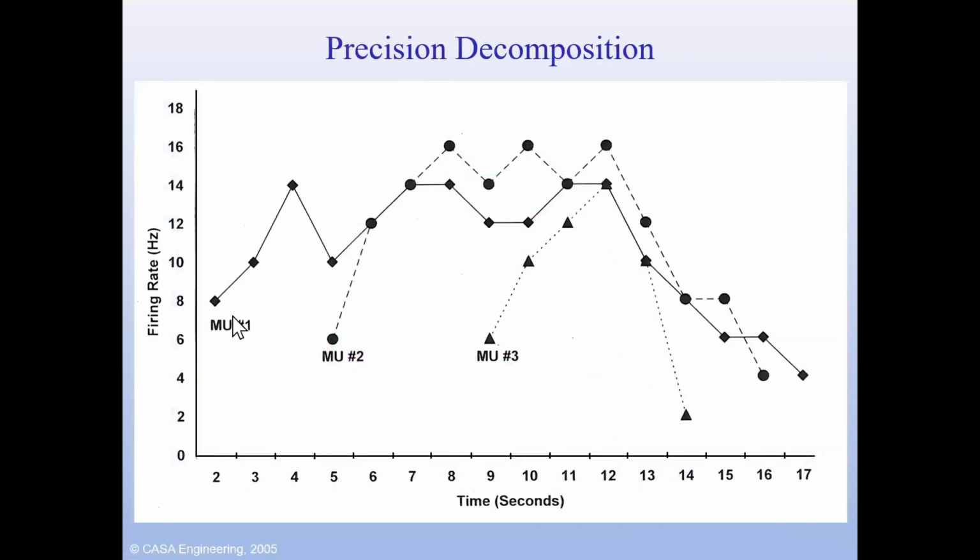Here is another recording made by Sanjeev Nandedkar, where we have the firing of one motor unit. It starts at 8 hertz and increases with increasing force, going up to about 14 in this case, and then with relaxation it goes down again. Here comes another motor unit that starts in this case at 6 hertz and goes up to 16 hertz. And here is another motor unit that goes up like this.